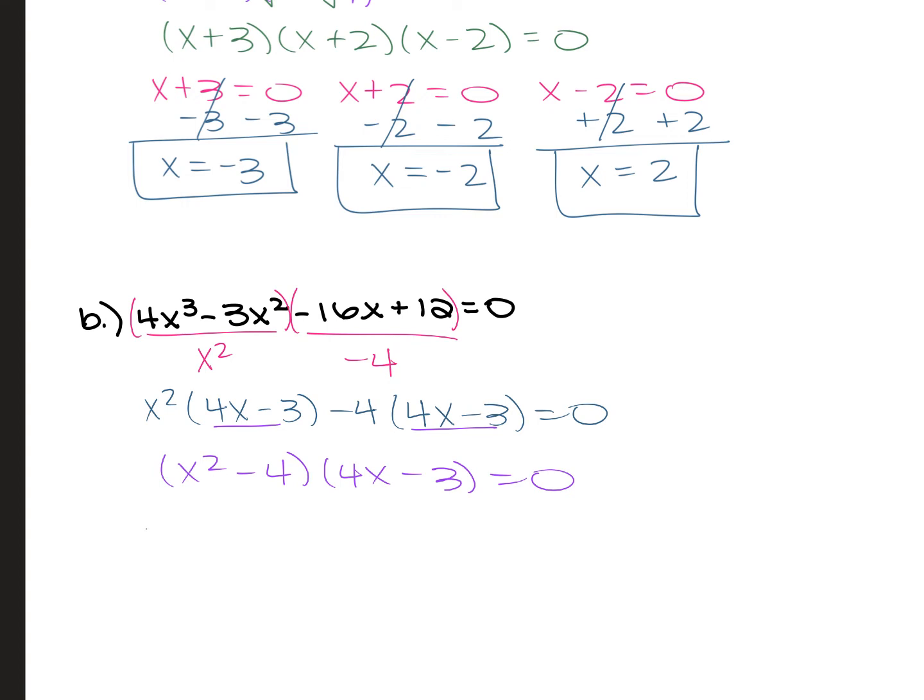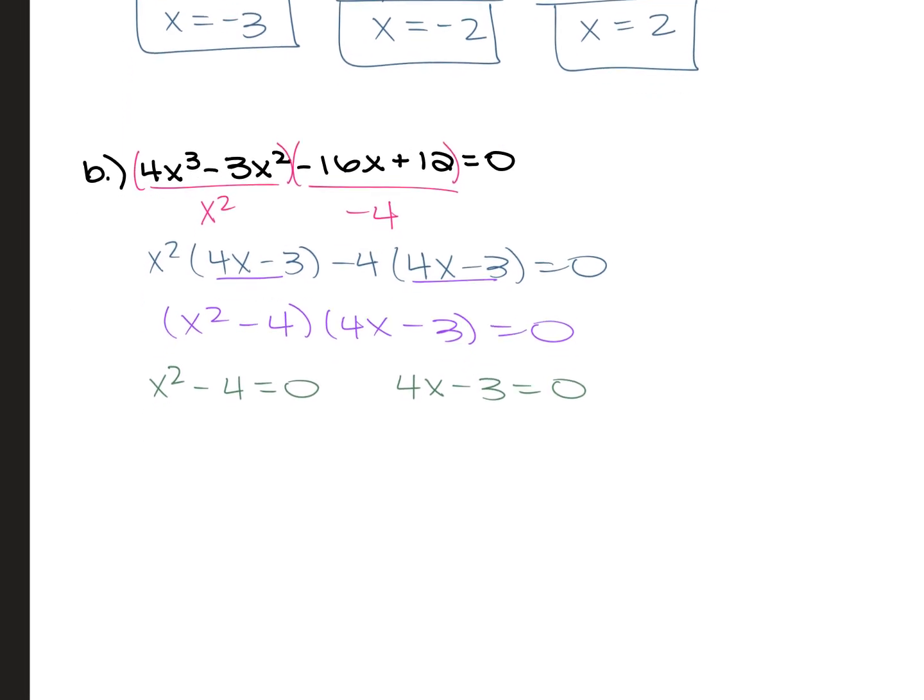So that's going to give us x squared minus 4 is equal to 0, as well as 4x minus 3 is equal to 0. For the equation on the left, the x squared minus 4 is equal to 0, I'm going to add my 4 over to get that x squared is equal to 4. Then from there, I take the square root of both sides. Remember, when you're taking the square root of both sides, you put the plus or minus in front of your answer. So that means that x is equal to positive 2 and negative 2 from that equation only.